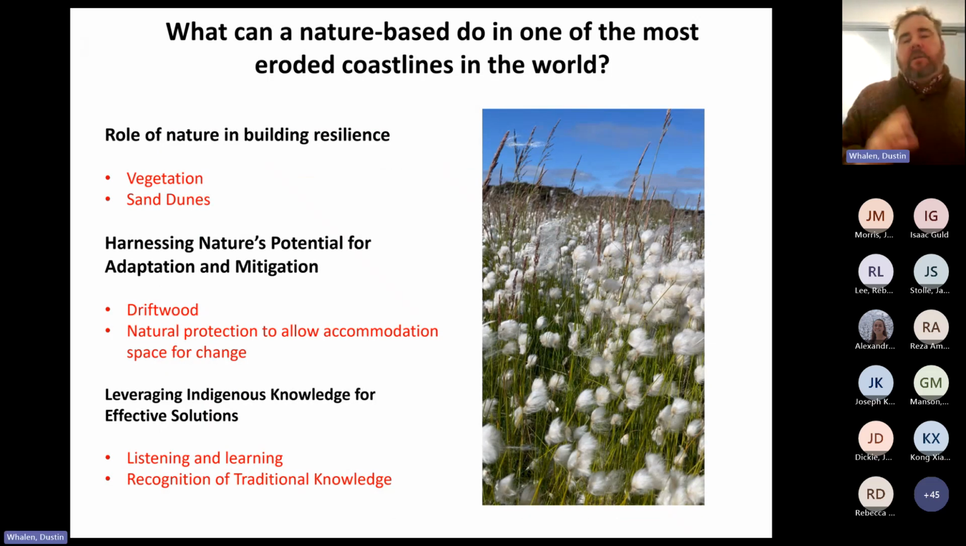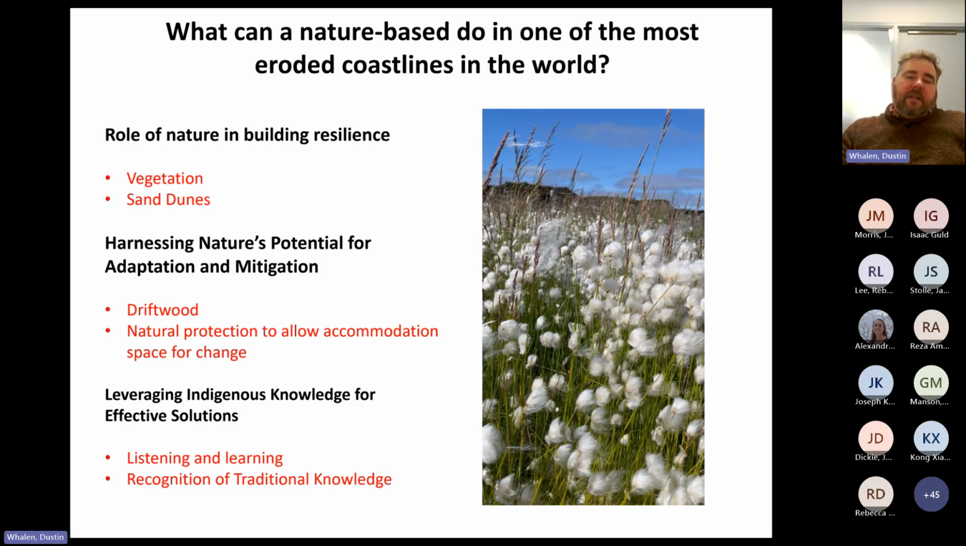So not including that quarry rock that we just saw, I'm going to talk about my own ideas of what nature-based solutions can do on this rapidly eroding cliff. And I kind of thought about it in three ways: the role of nature in building resilience, and you can look at vegetation, natural vegetation, and even sand dunes. And I think there's a pretty interesting story there.